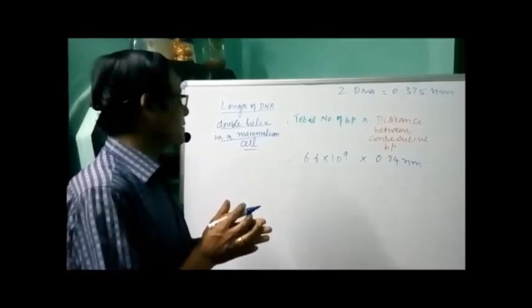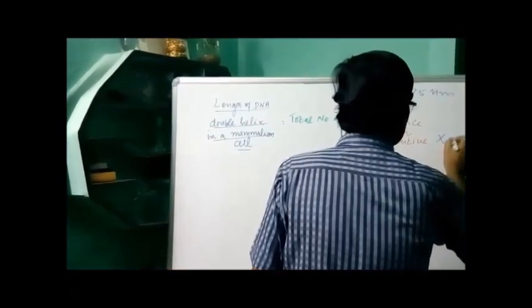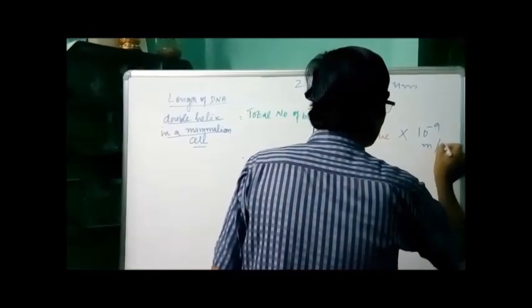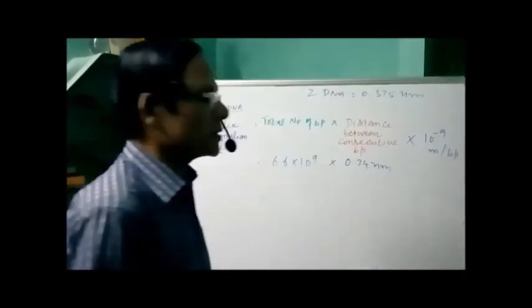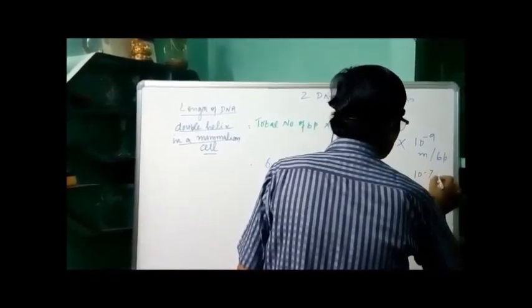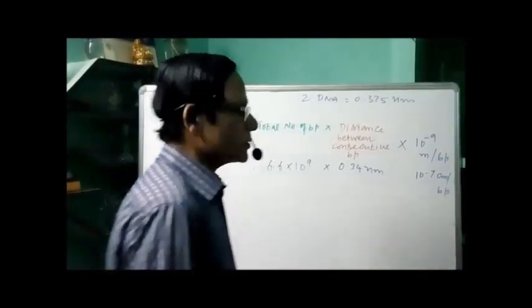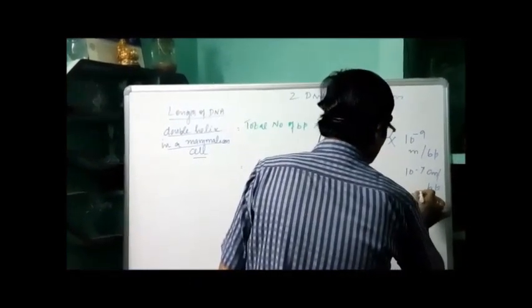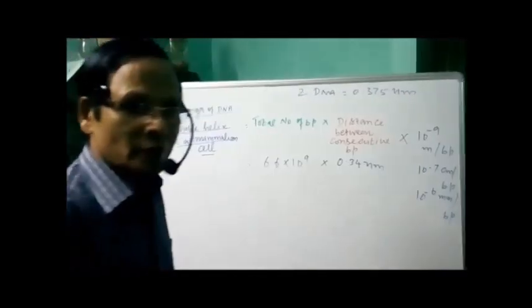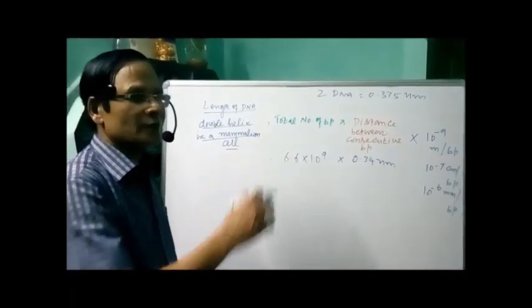Now if you want to calculate the length of the DNA in meters, this value must be multiplied by 10^-9 meter per base pair. If you want to calculate the length in centimeters, it should be multiplied by 10^-7 centimeter per base pair. Or in millimeters, 10^-6 millimeter per base pair. So according to the unit, whether meter, centimeter or millimeter, we can multiply and get the answer.